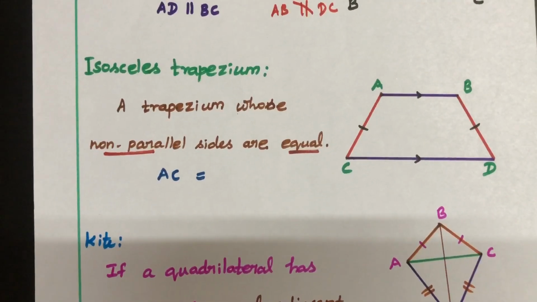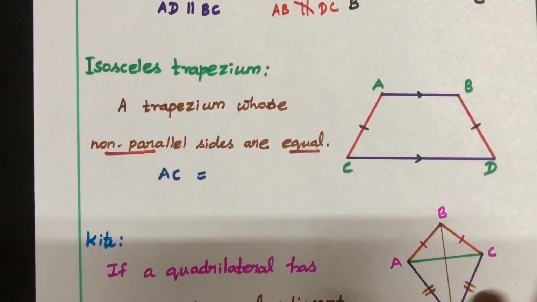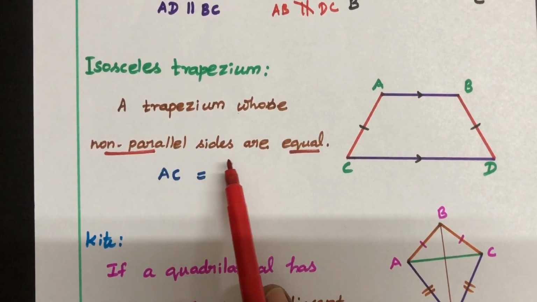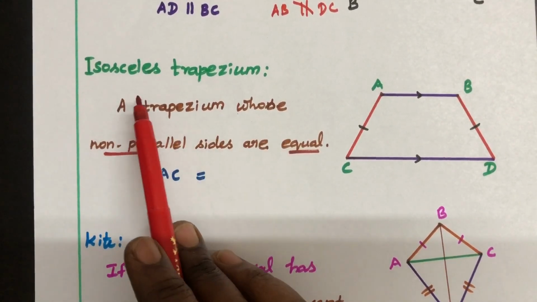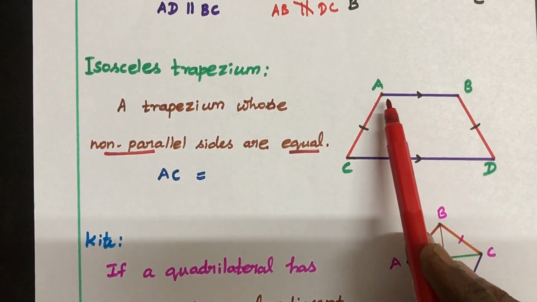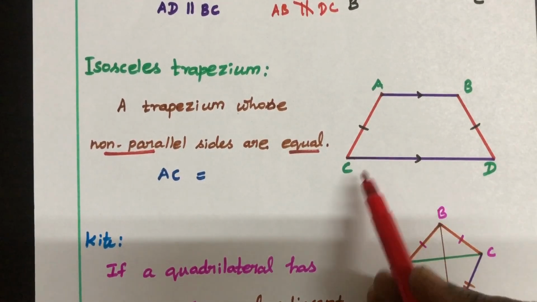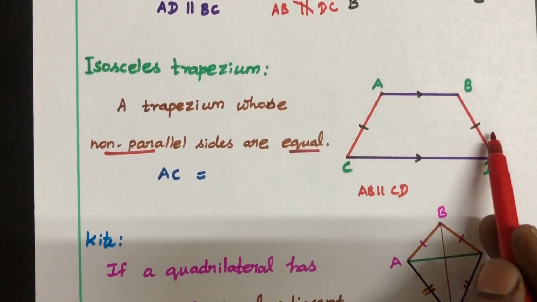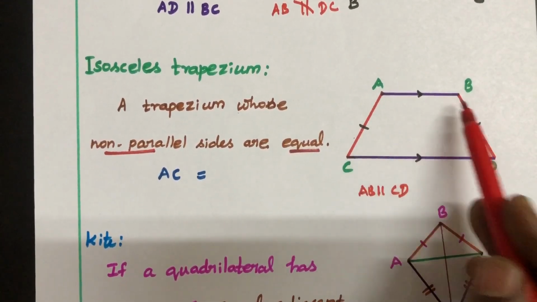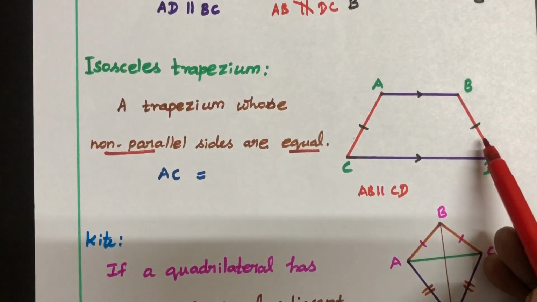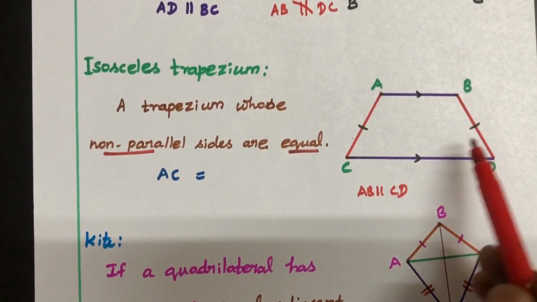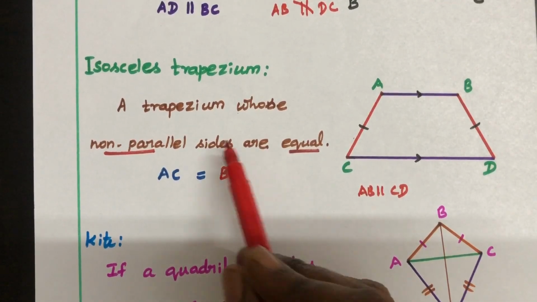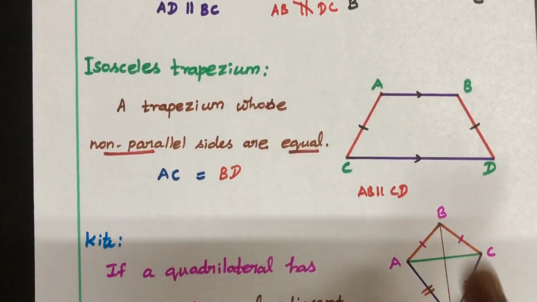Next, isosceles trapezium. Isosceles means two sides equal, right? A trapezium whose non-parallel sides are equal is called an isosceles trapezium. See here, AB is parallel to CD. These two are non-parallel sides. AC is not parallel to BD, but these two non-parallel sides are equal. That means AC is equal to BD. This is called isosceles trapezium.